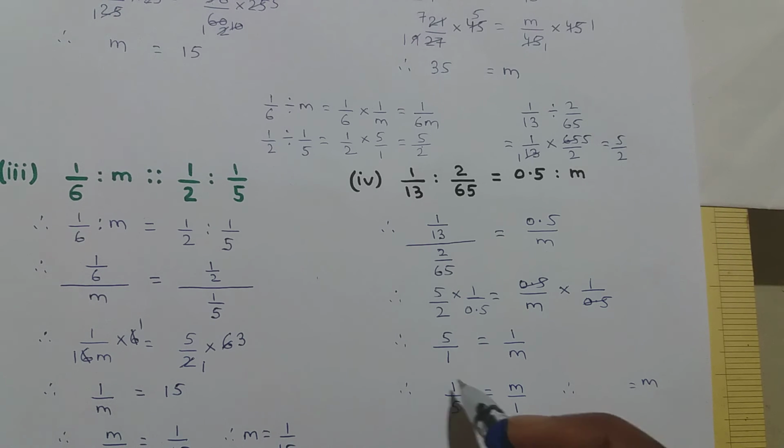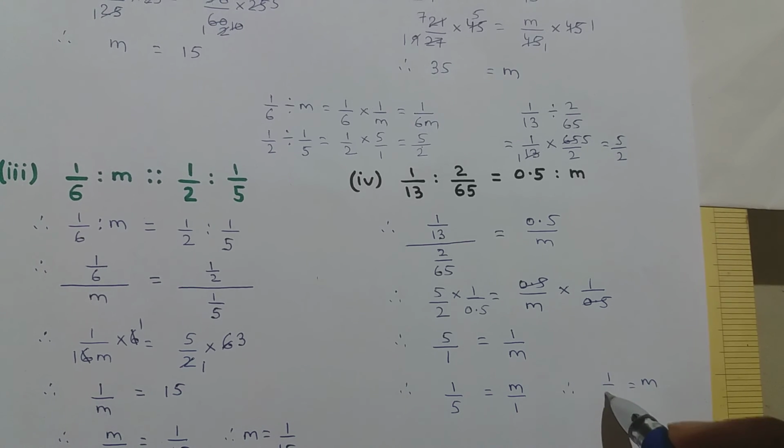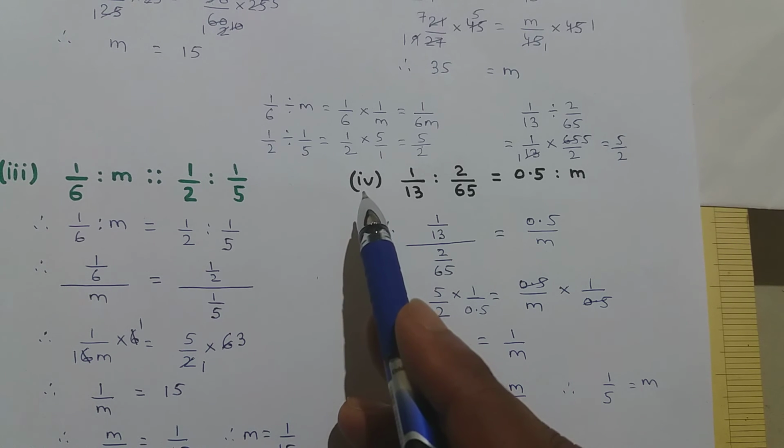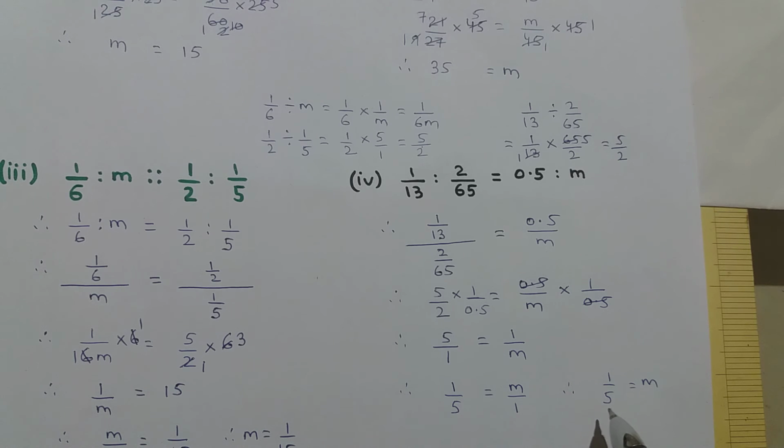And on the left hand side of the equation we have 1 upon 5. So therefore m is 1 upon 5. So the value of m is 1 upon 5. And with that we have solved question number 4. So the answer for question number 4 is 1 upon 5.